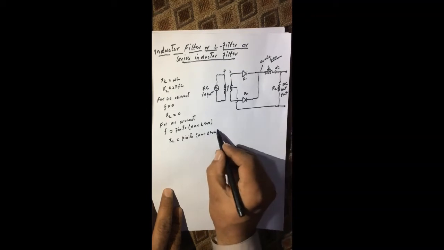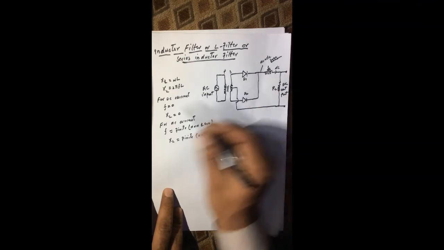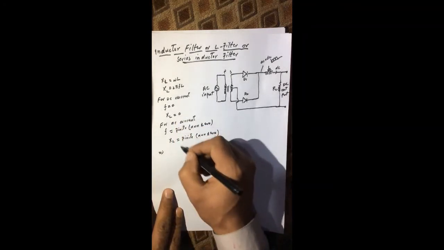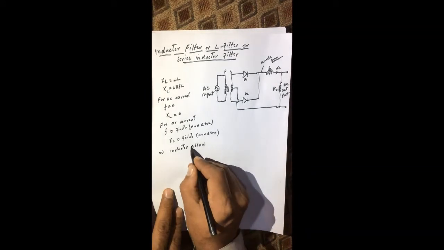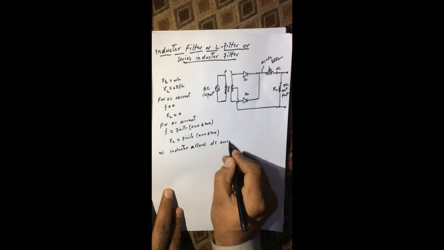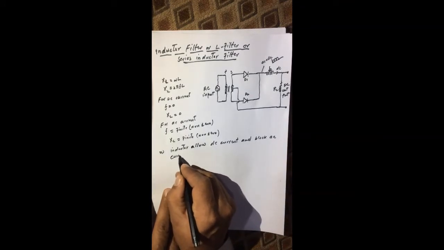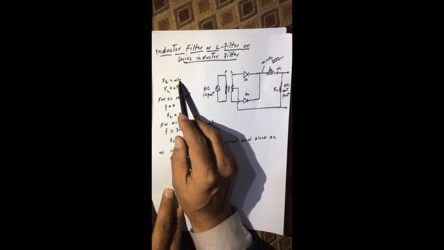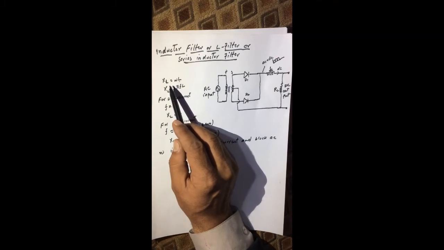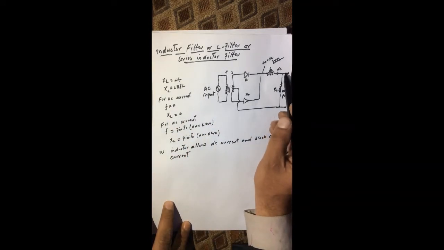Now this shows that the inductor offers a high resistance to the flow of AC current. So we can conclude from these two cases that the inductor allows DC current and blocks AC current. The blocking of AC current depends on the inductance L. If we consider an inductor with large inductance, it will block almost all the AC current. But if we use an inductor with small inductance, then a part of the AC current will flow through the inductor to the other side.